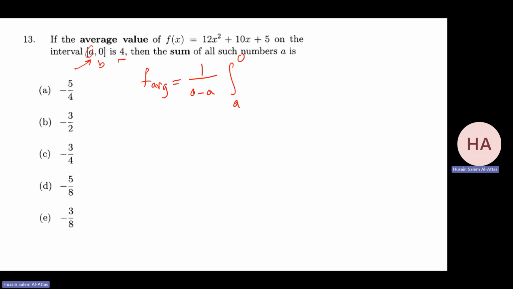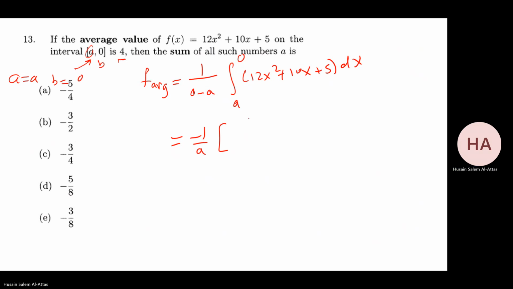So it's 1 over b minus a, I mean a equal a and b equal 0. So I have the integral from a to 0 of the function 12x squared plus 10x plus 5 dx. Okay, let us do the minus 1 over a. This one, integration. I have what?